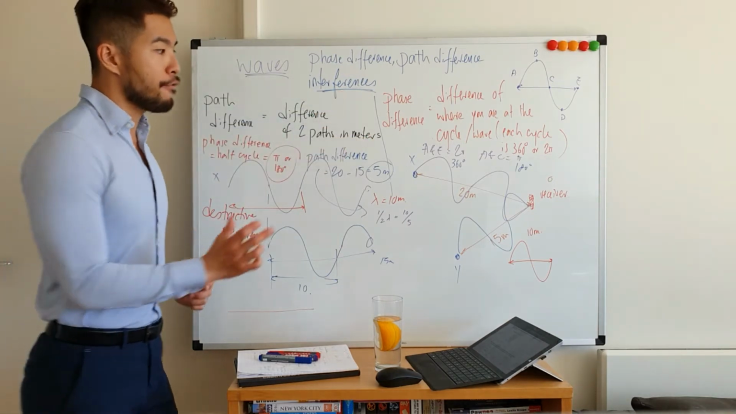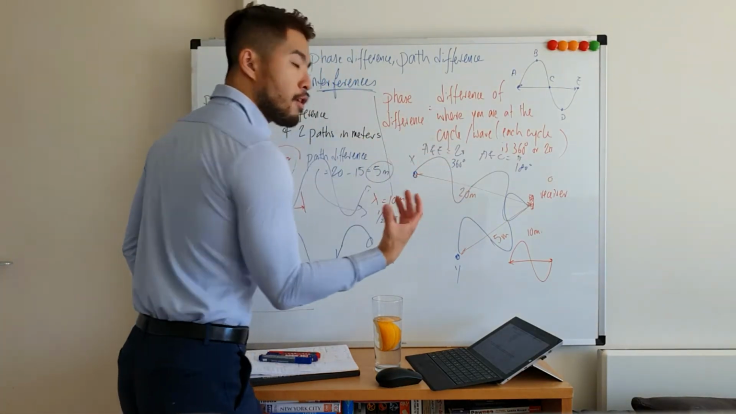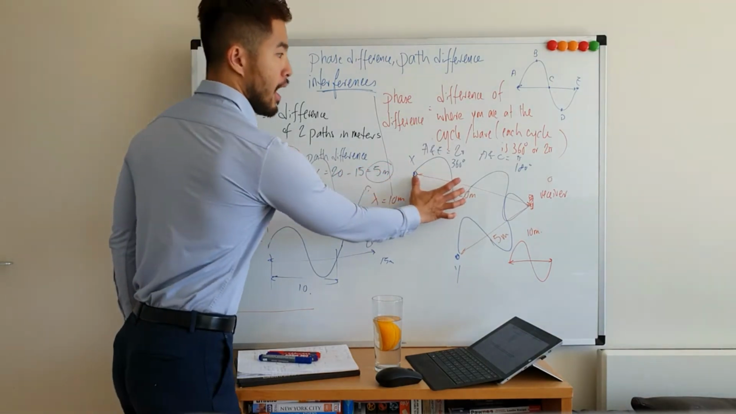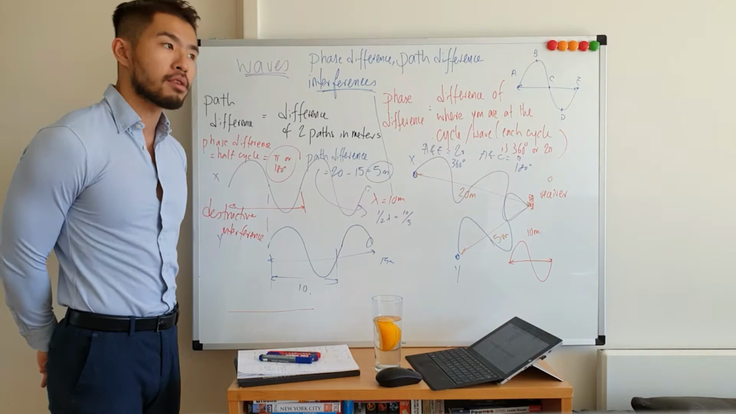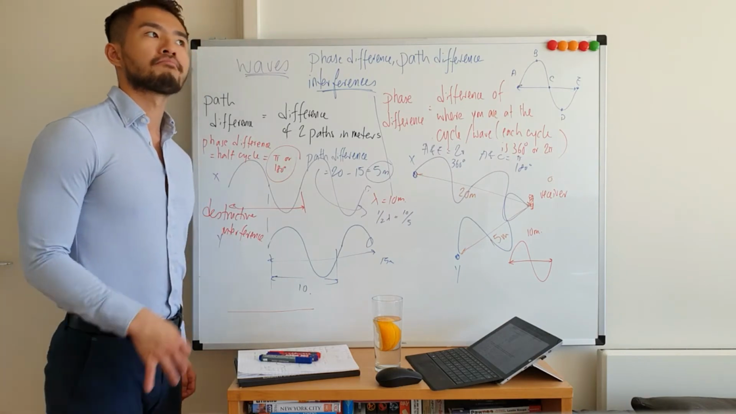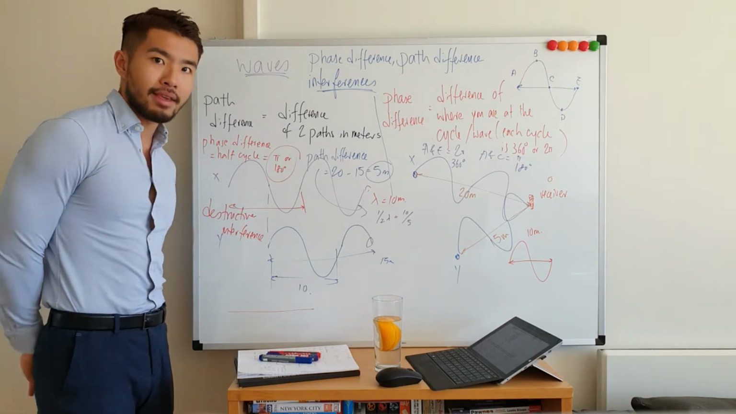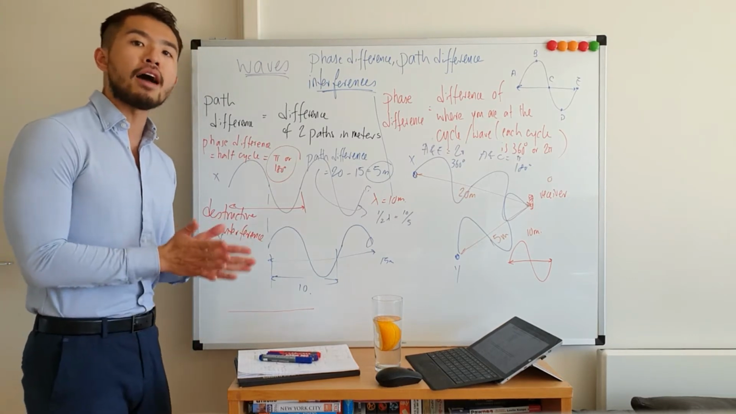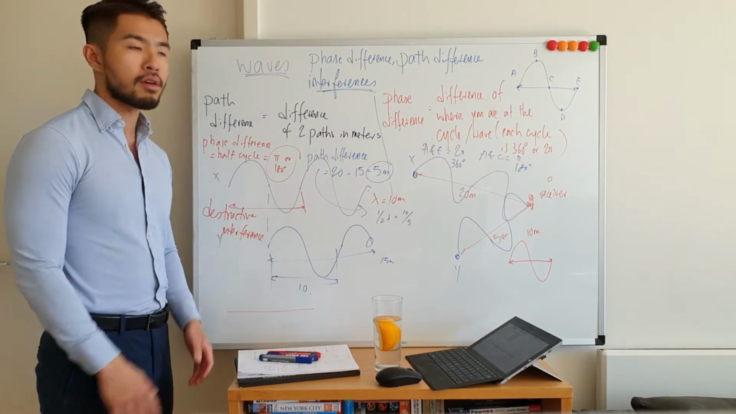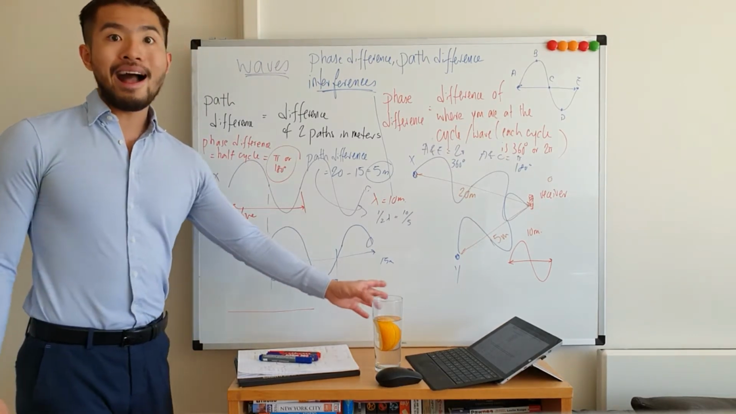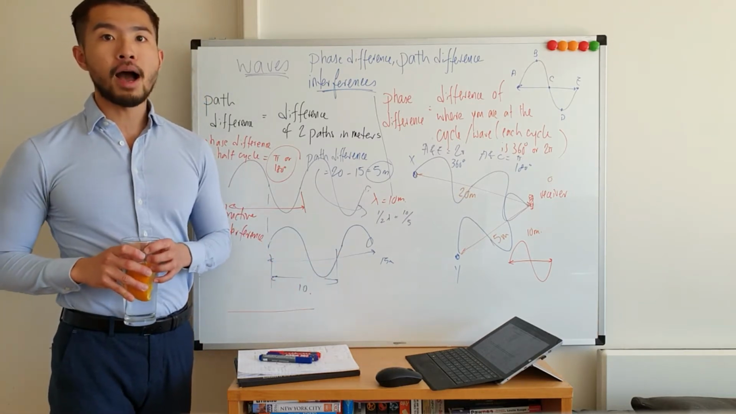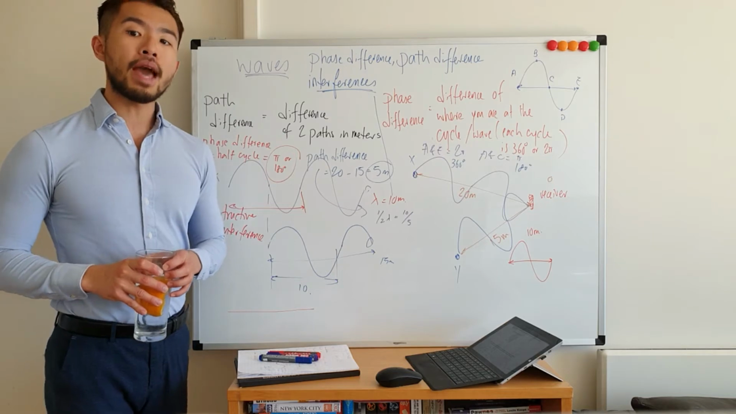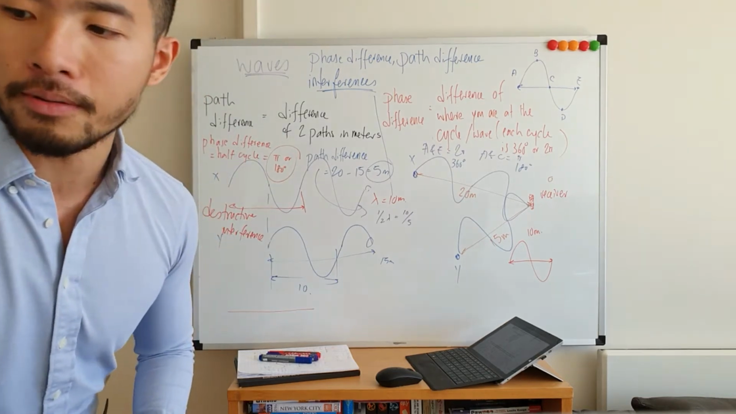Why? Because how many lambdas, how many wavelengths, is going to tell us what the phase difference is. If the phase difference is at the end of a cycle, which is 2 pi, 4 pi, 6 pi, 8 pi, and so on, they would have constructive interference. If they are at 1.5 pi, 0.5 pi, and so on, they will be at destructive interference.